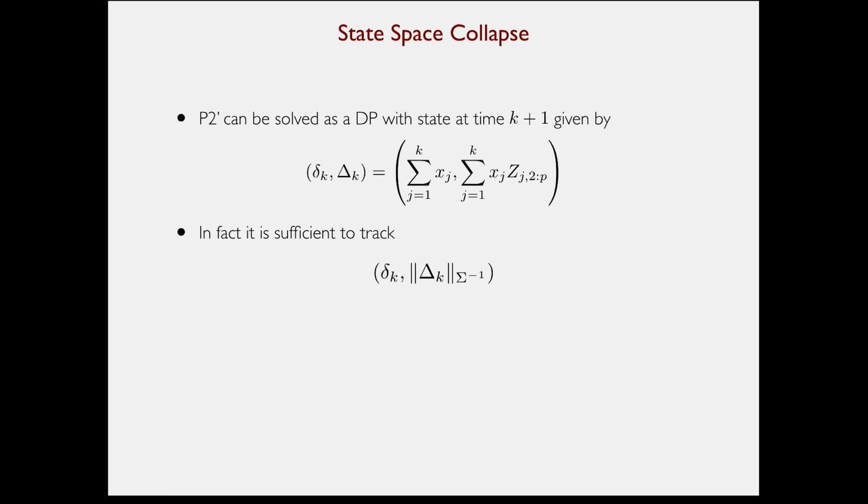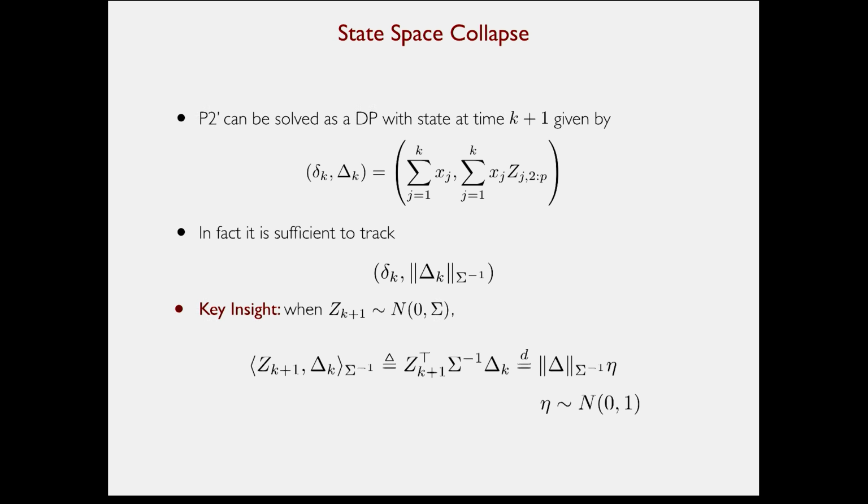It turns out that it suffices to solve a DP in 2 dimensions. Namely, it suffices to track little delta and just this weird norm, called the Mahalanobis distance, of capital delta. And what's behind this is actually something fairly simple and serendipitous. Effectively, it just relies on this. And you'll see why this very simple calculation will make a difference in a second.